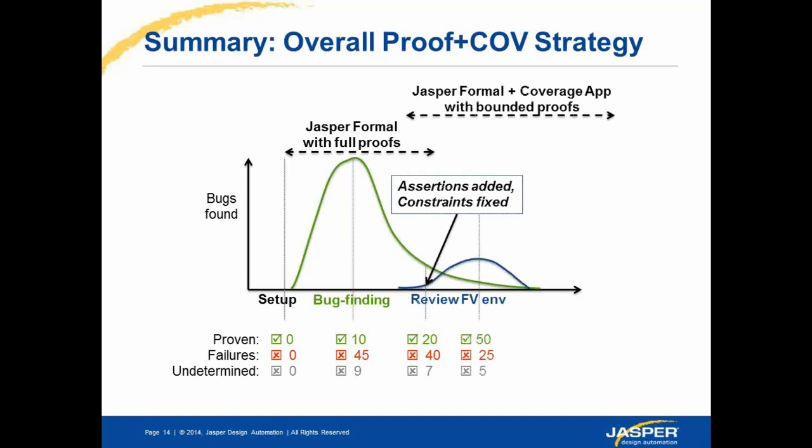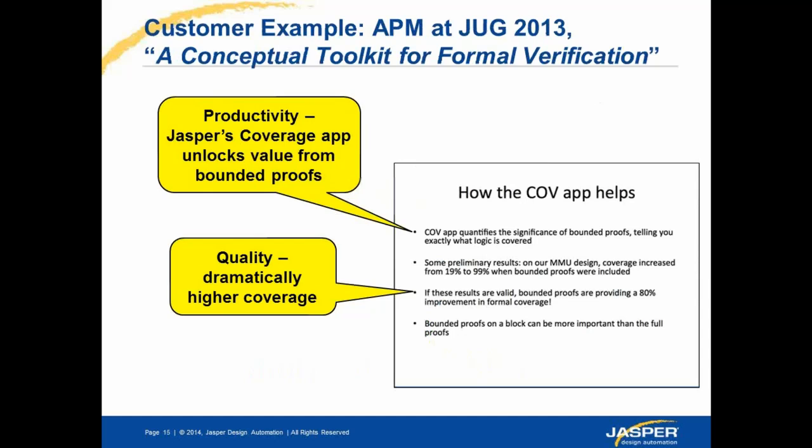A much smaller wave though, but these bugs, which have been found in the second phase, are deep bugs and are equally important compared to the bugs which are found in the first wave. So this is how the Coverage app can help you improve the quality of your verification and increase confidence in the formal verification you have done so far.